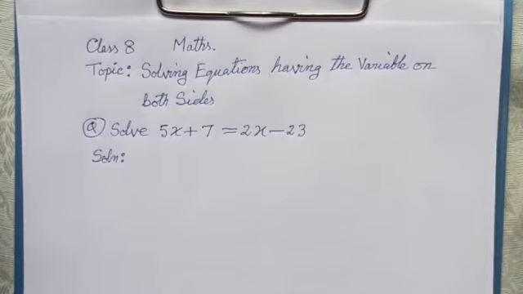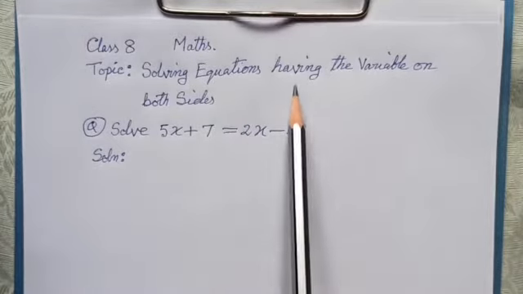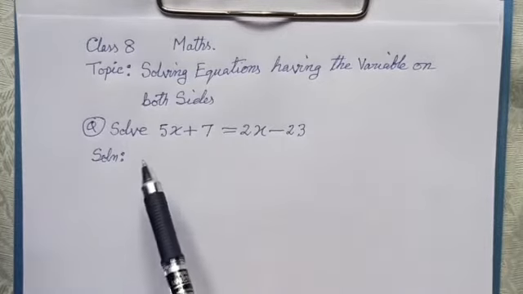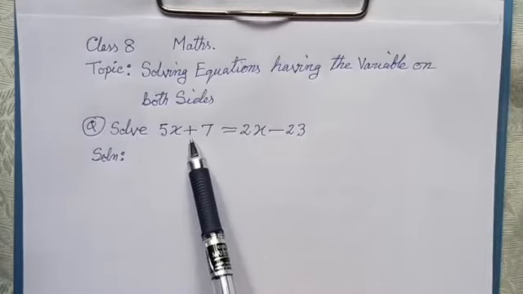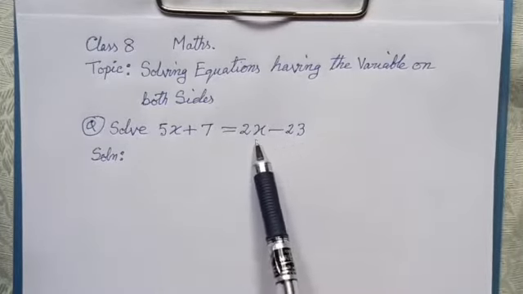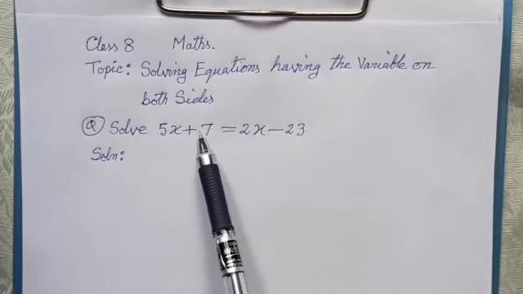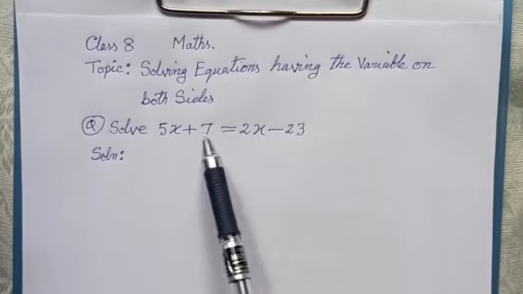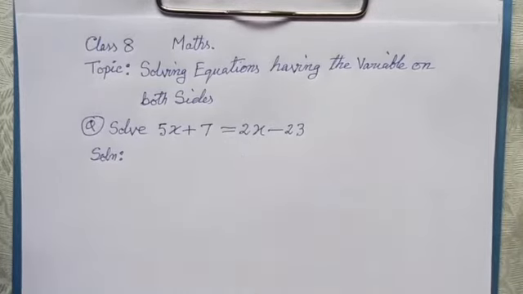In this session, let us learn how to solve equations having the variable on both sides. Here, both sides means left-hand side and right-hand side. So, today's topic is solving equations having the variable on both sides. Now, let us consider the question: solve 5x plus 7 is equal to 2x minus 23. Here, 2x minus 23 is the right hand side and 5x plus 7 is the left hand side. On both sides, there are variables 5x and 2x, and let us see how we can solve this type of question.